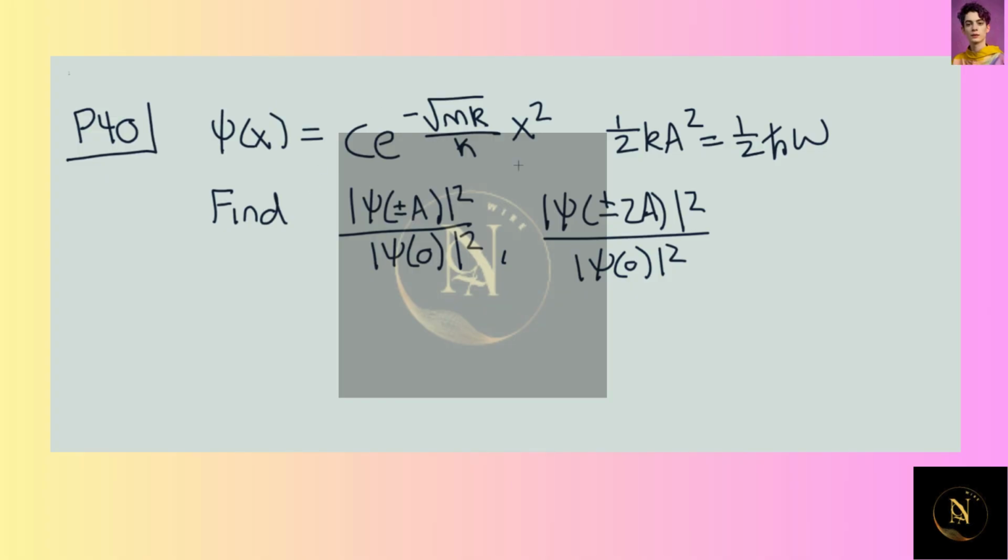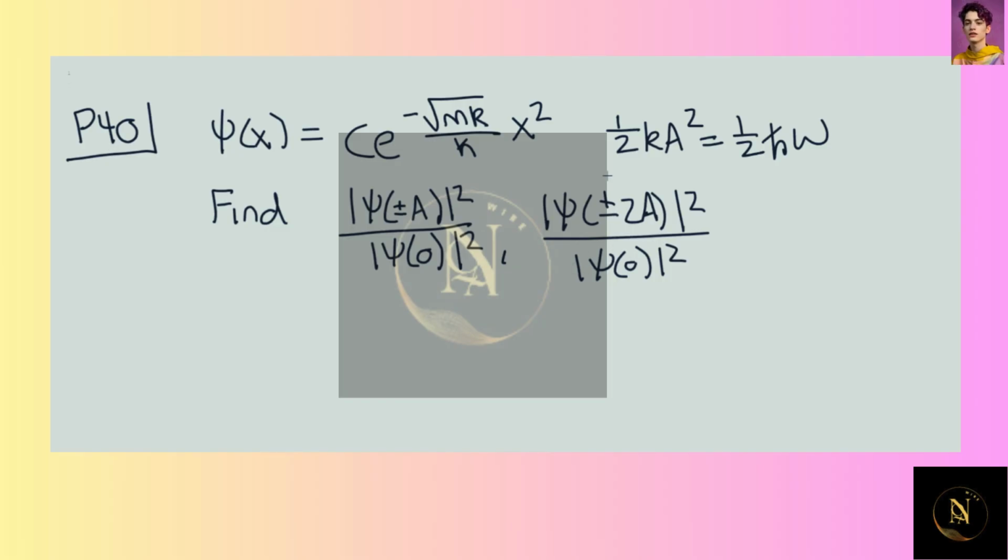We have the harmonic oscillator in its ground state. We know its wave function, and we have an expression to find A. We're asked to find the ratio between the probability amplitude, aka psi squared, for plus or minus A versus x equals 0, and same thing for 2A versus x equals 0.